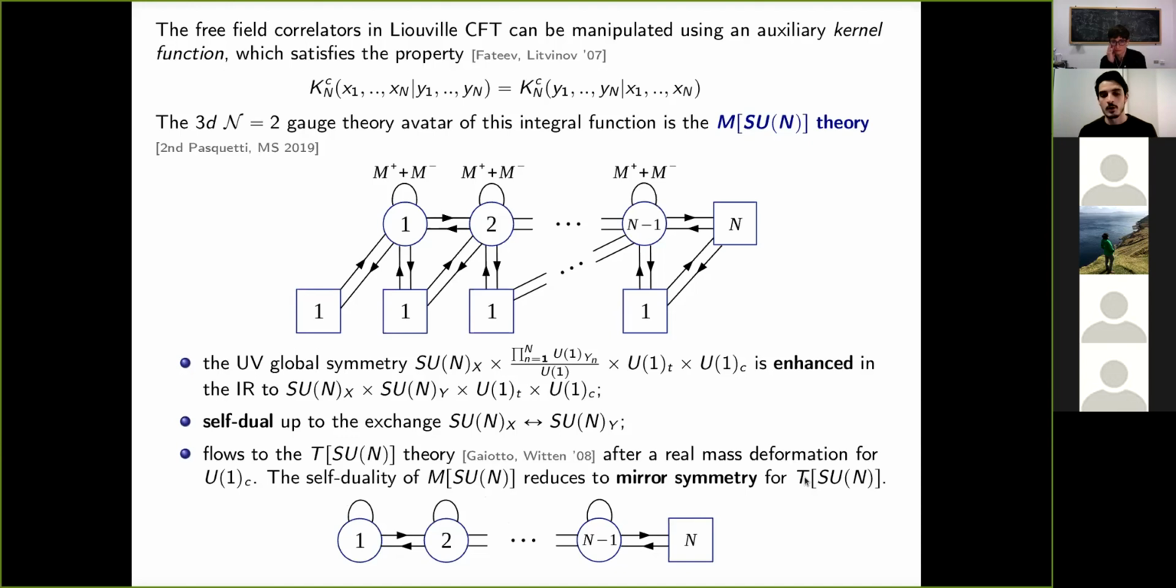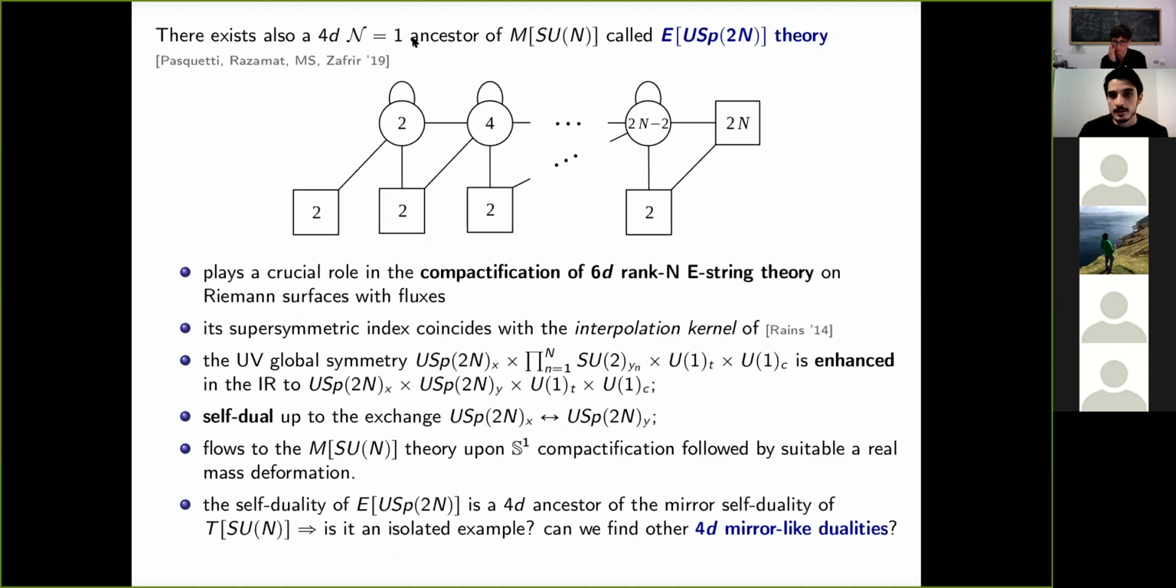But for now, we can remember that our starting point originally was in 4 dimensions. So the natural question now is if there exists a 4D N=1 ancestor of this theory. And indeed, it exists. It is a theory that we called E[USp(2N)] theory in this paper with Sara, Shlomo, and Gabi. And the name is due to the fact that now all the groups are symplectic groups. So I'm using the black color to denote them.